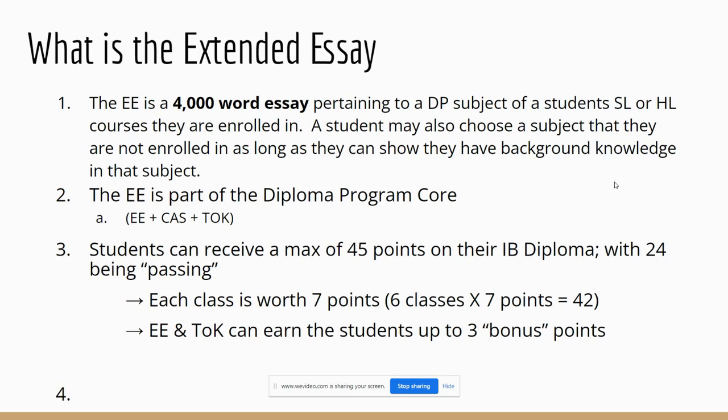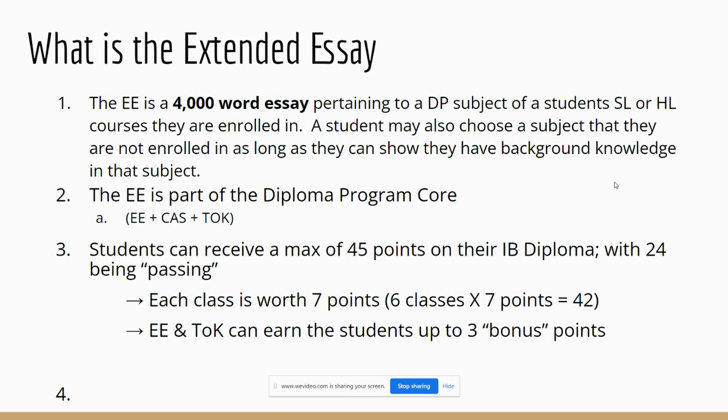The extended essay is part of the diploma program core, the core being made up of the extended essay, CAS, which is like a community service thing, and then TOK, which is theory of knowledge, which is kind of like a philosophy class, kind of. It's more about knowledge. So if students complete their CAS work, then they are eligible for bonus points towards their diploma. Bonus points come from a culmination of their extended essay and TOK grade. I'll explain that in the next slide.